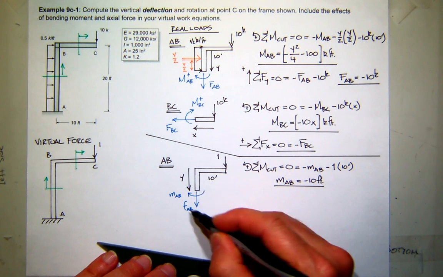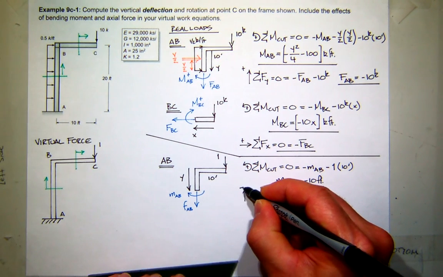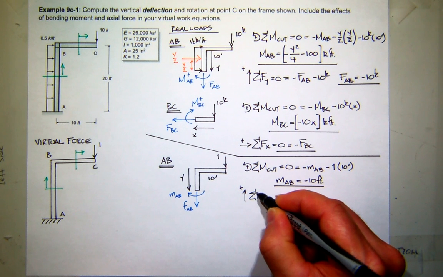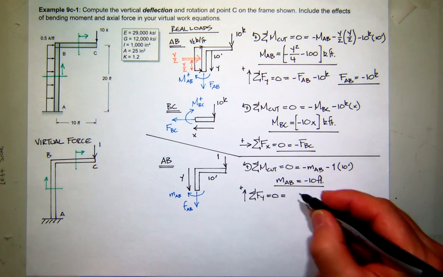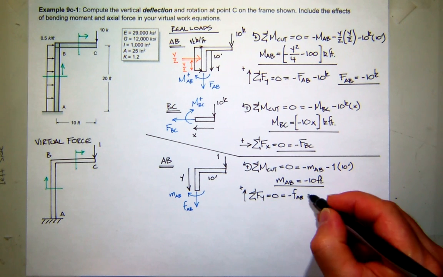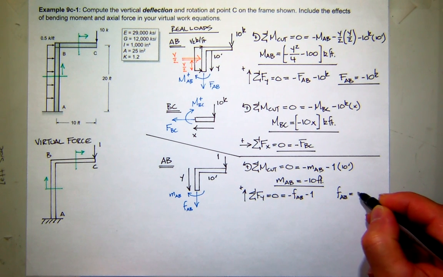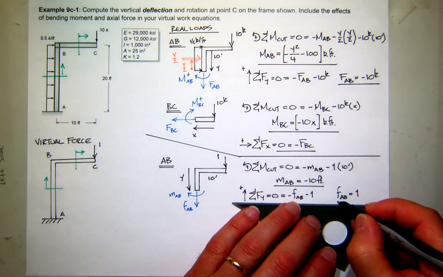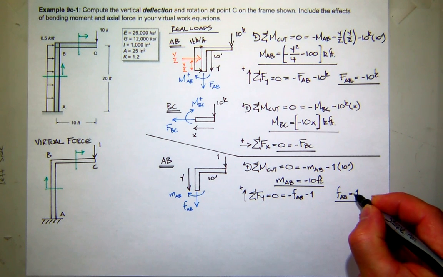Now I need to find the axial component, which is in the y direction, so I'll sum forces in the y direction. Make sure it's in equilibrium. I have this virtual force acting down, force in AB, and my virtual force is also acting down. So I've got a virtual force AB equal to 1, no unit. Say again? It should be negative 1. Thank you.